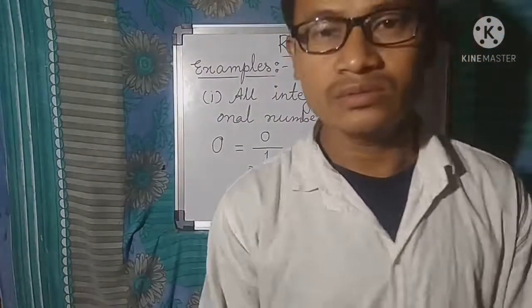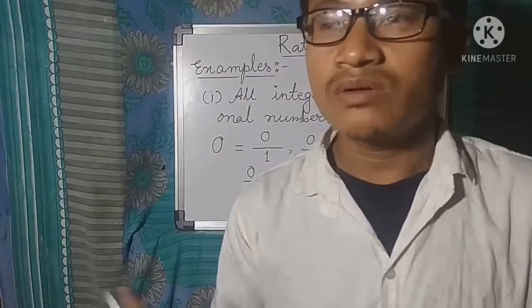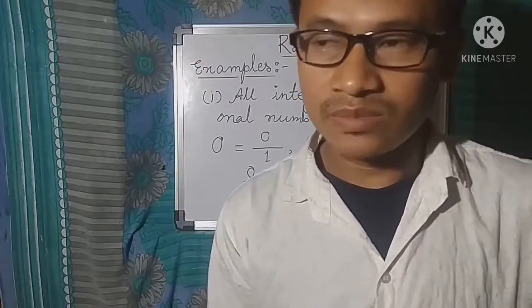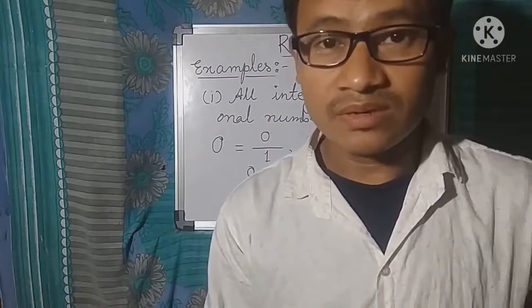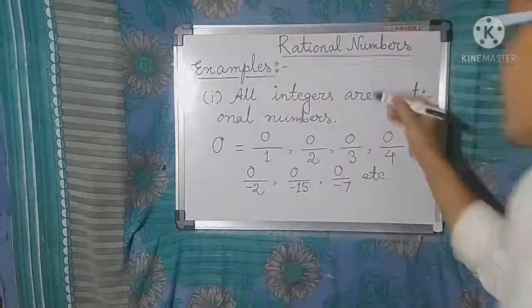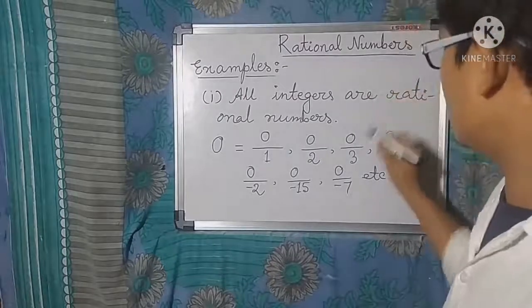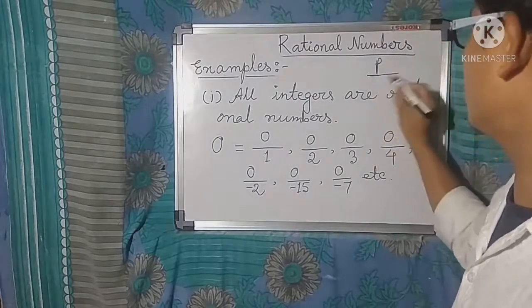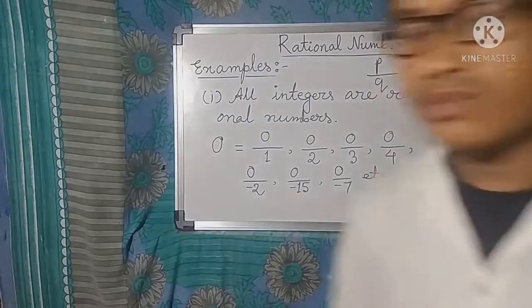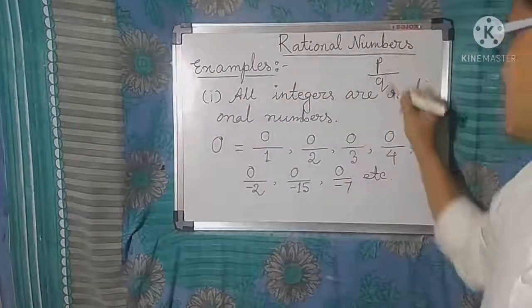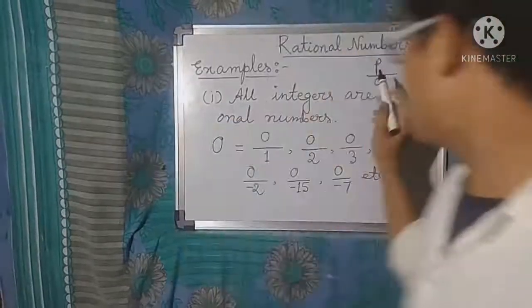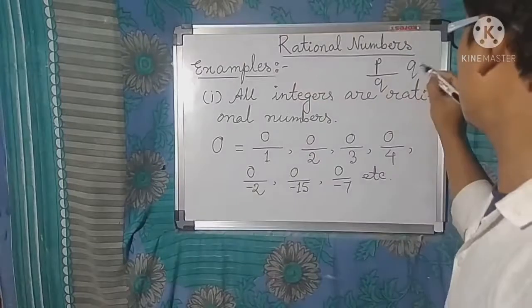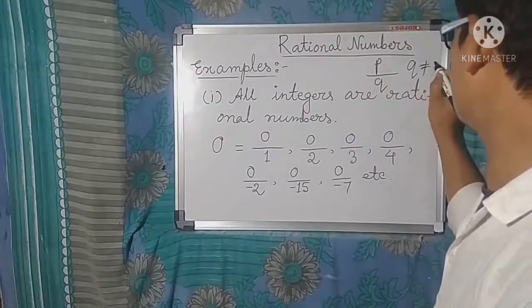I would like to mention the definition of a rational number again. So what was the definition of the rational numbers? The number must be in the form of p by q, where p and q are integers, and q is not equal to 0.